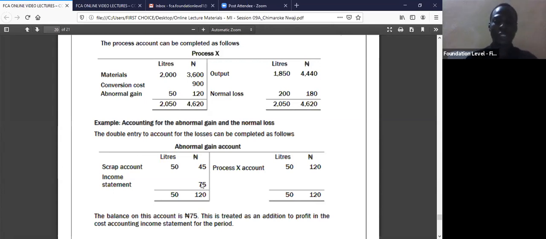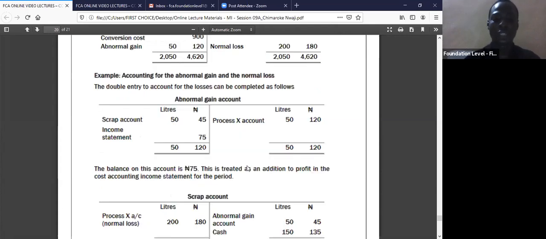I am just wondering, if there's an abnormal gain, it means something is not right. It means too that your expectations were too low. And if your abnormal gain is still as good as the good output, why should there be a need for you to scrap something that is good? Well, that's some of the weakness of these accounts here.